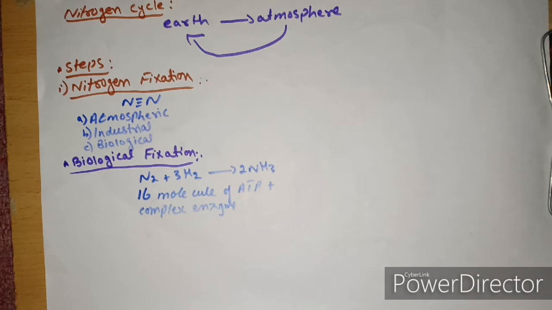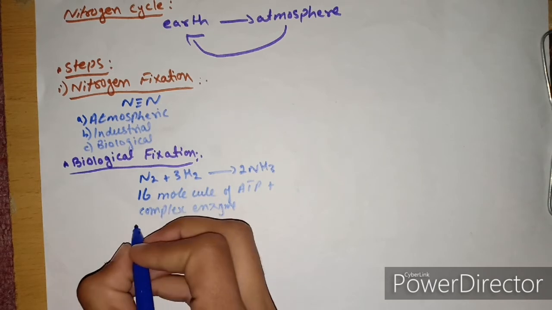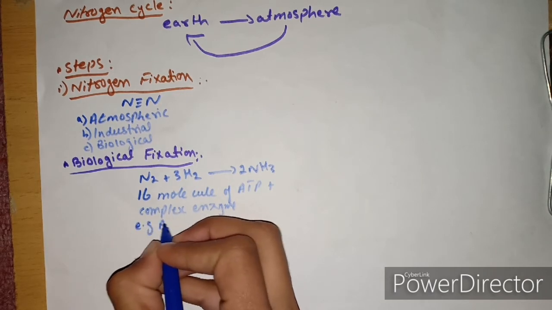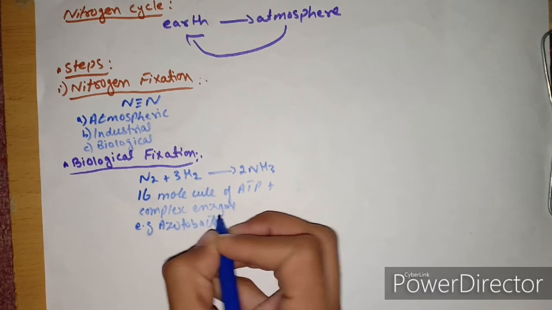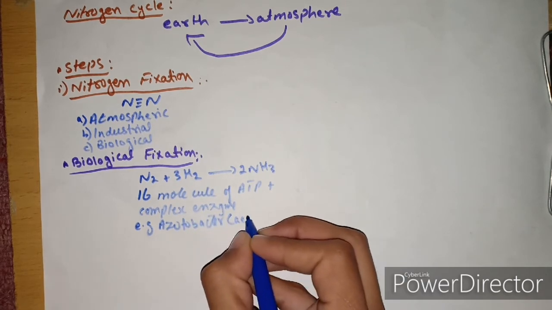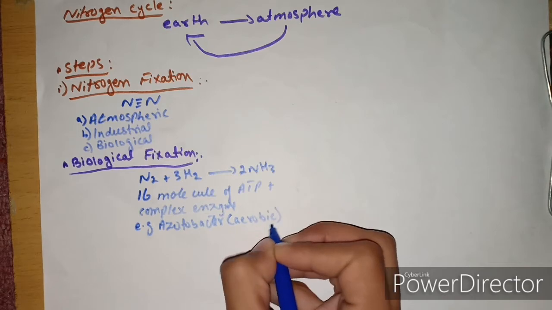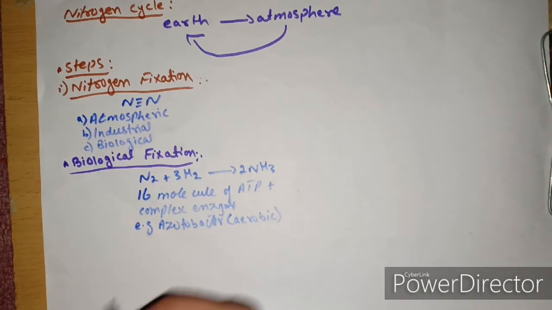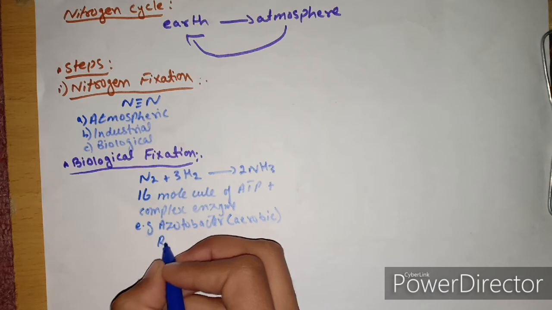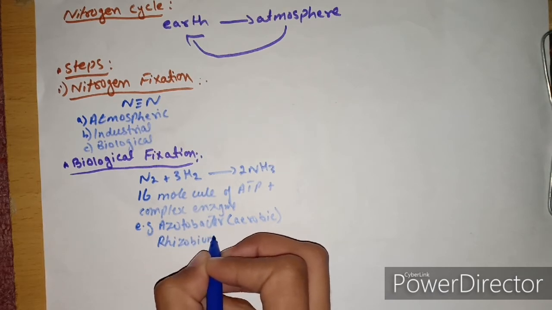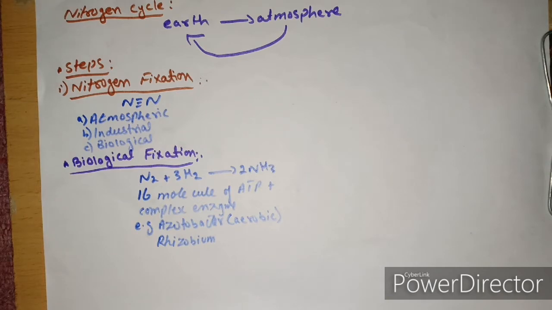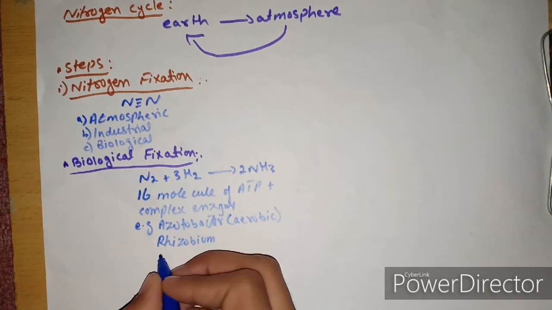The types of organism or bacteria which carry out nitrogen fixation are azotobacter, which is aerobic, rhizobium, which forms association with leguminous plants, and Clostridium.